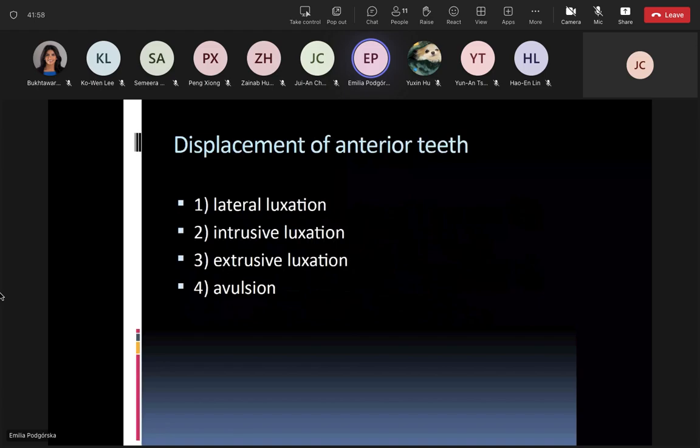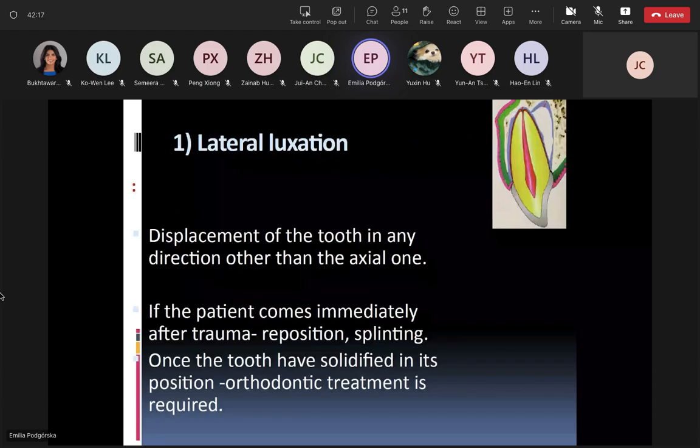Displacement of anterior teeth: lateral luxation, intrusive luxation, extrusive luxation, and avulsion. Lateral luxation is displacement of the tooth in any direction other than axial. If the patient comes immediately after trauma, reposition and splint. Once the tooth has stabilized in its position, orthodontic treatment is required.